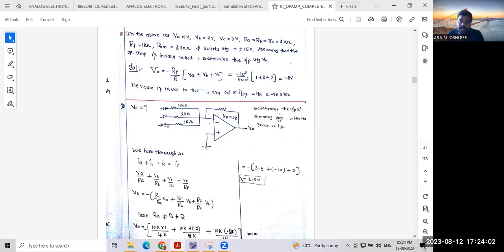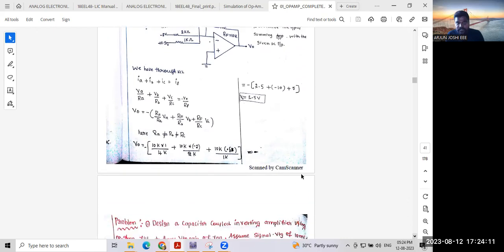Determine the output of a summing amplifier or scaling amplifier with the given DC input, meaning all the resistors are different. So we need to consider a different formula. What is that formula? You can apply KCL and Ohm's law to get the voltage, and then finally I'm going to get this equation. Which equation do we need to consider?